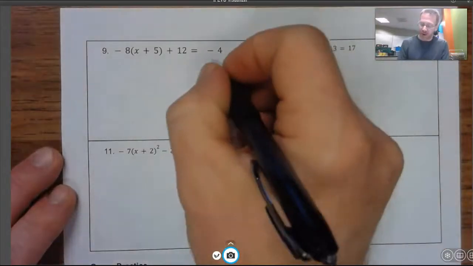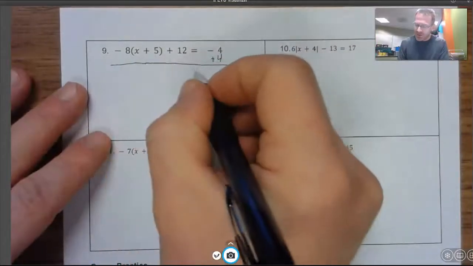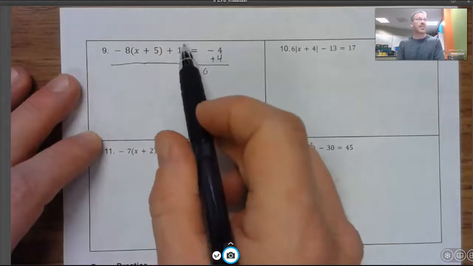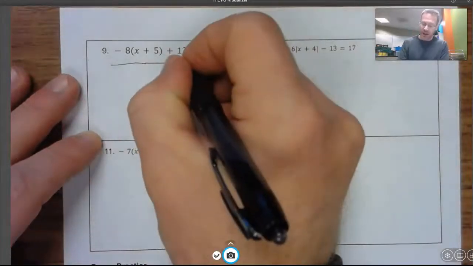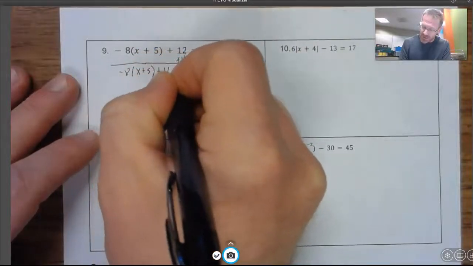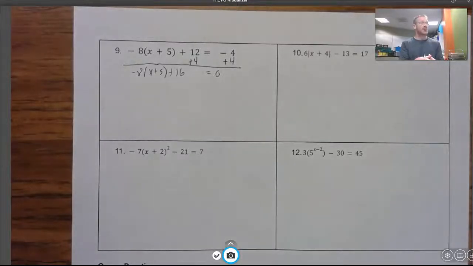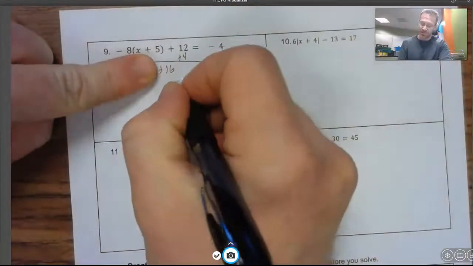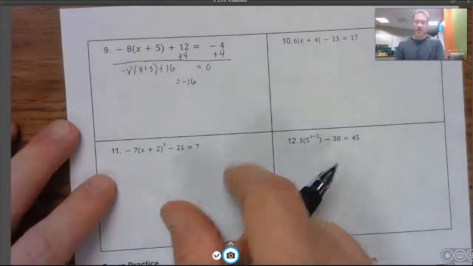So I'm going to add 4, right? And then just remember, when we do this, I have to add it to just a number. And this is just my number right here. It can't be attached to anything, can't have a variable on it. It has to be just a regular number. So I'm going to add 4 here. So negative 8 times x plus 5 plus 16 is equal to 0. Now it's just like what we did before, right? Now it's equal to 0, so I can use that 0 property. What plus 16 is 0? Negative 16.